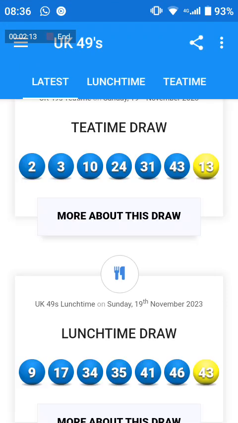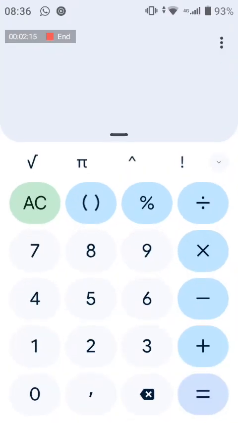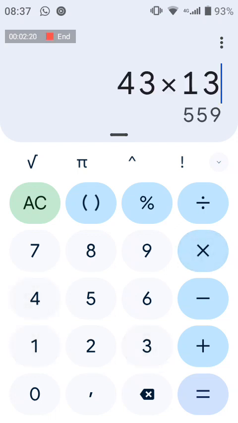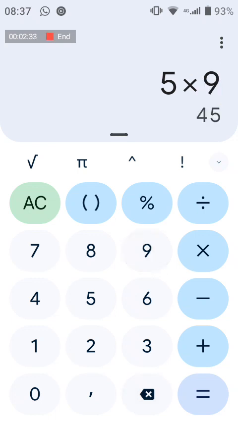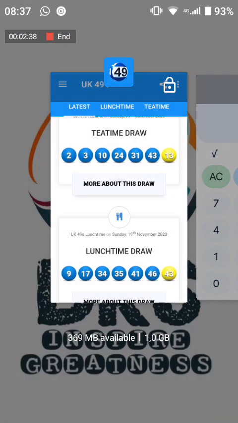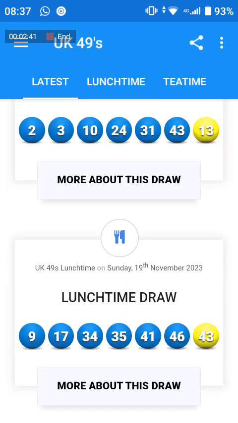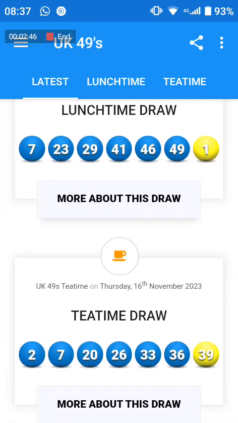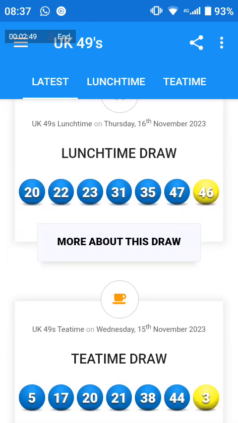We have 43 and also we have 13. I say 43 multiplied by 13 gives me a code. This code played, I think, in the month of November. Let us say 5 multiplied by 5 is 25, 5 multiplied by 9 is 45. We have 25 and then we have 45. Let us go and check for 25 and 45. I think it played on tea time. I'm not sure which date. Let us check.